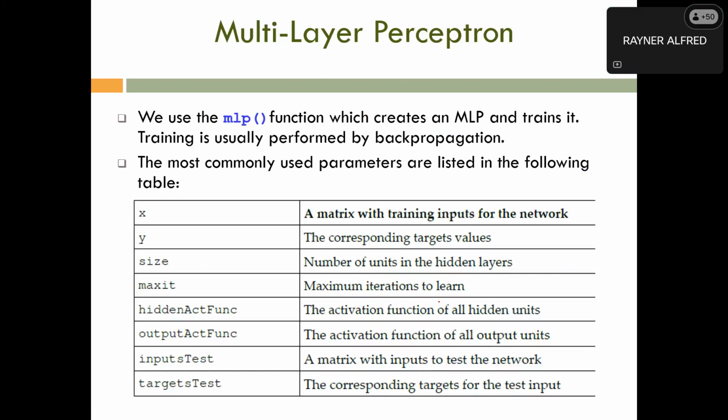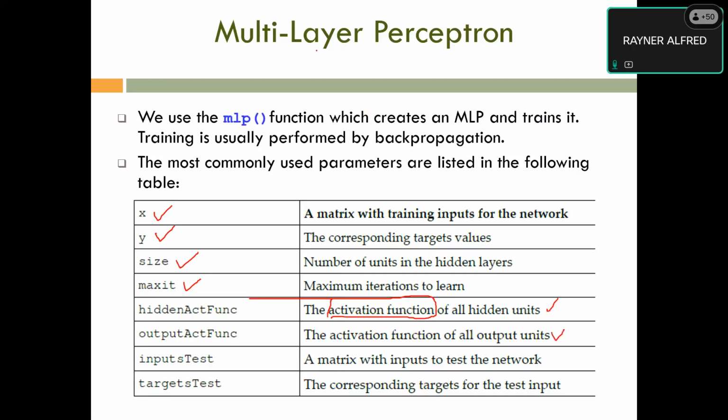Okay, so the function that we are looking at here is the multi-layer perceptron. They have a few hyperparameter settings. So we have the input, we have the output, we have the size, the number of units in the hidden layer, the maximum number of iterations, and the activation function of all hidden units. In the neural network lecture, you have covered the activation function. This is for all the hidden units. This is for all the output.